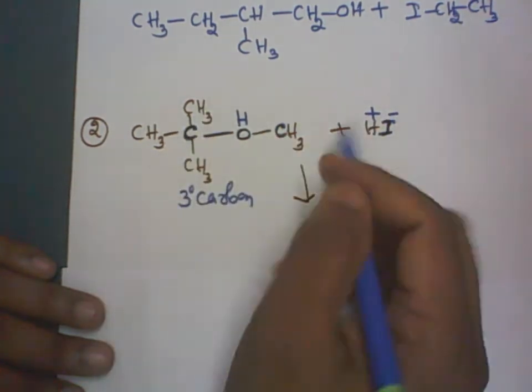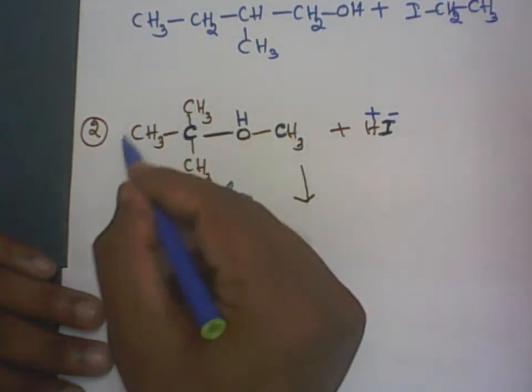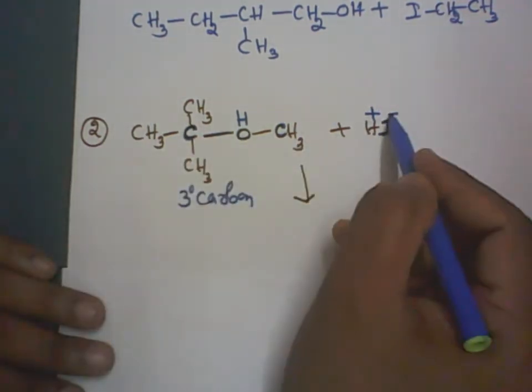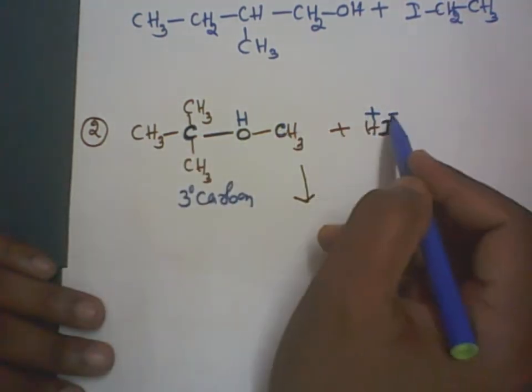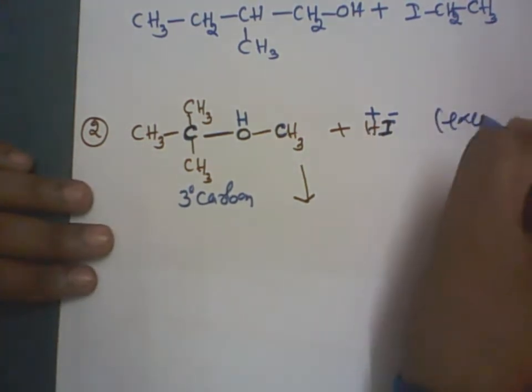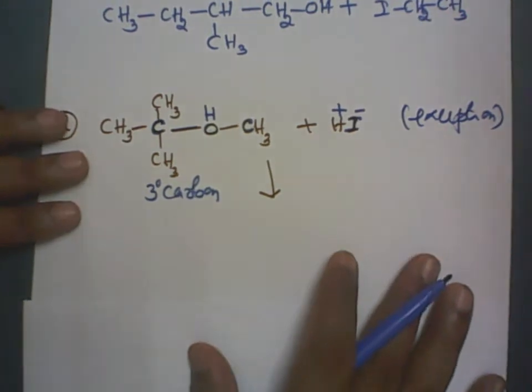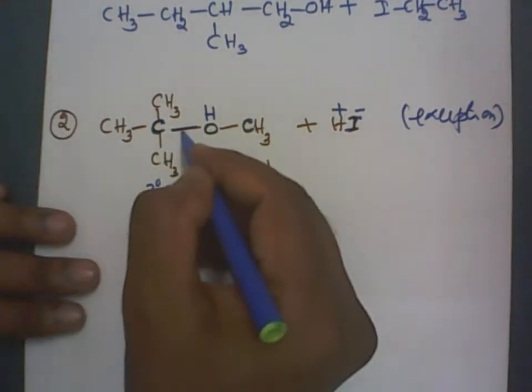There are two groups here. Now you see here it is a CH3, a smaller alkyl group compared to the tertiary butyl group. So I minus should attack the CH3, and CH3I should be formed. But this is not the product. This is an exception here. Exceptional rule, an exception question.